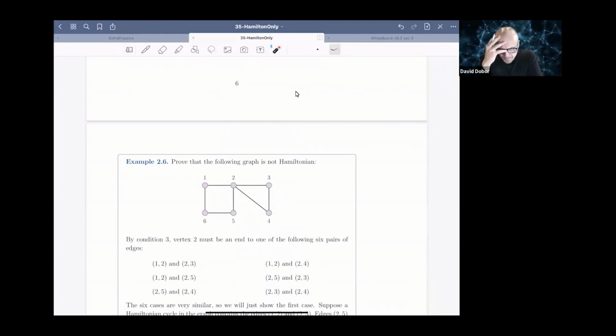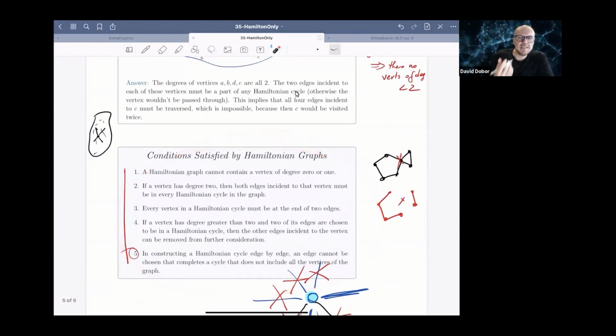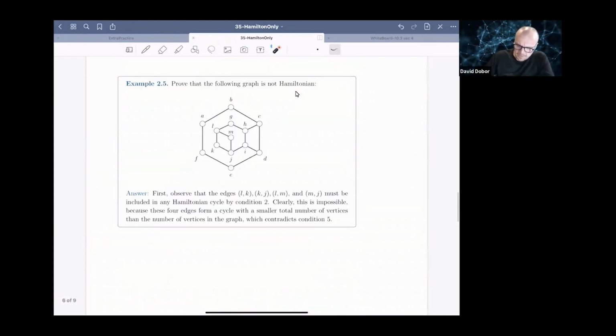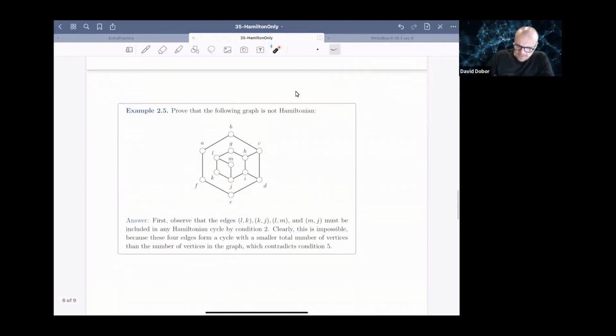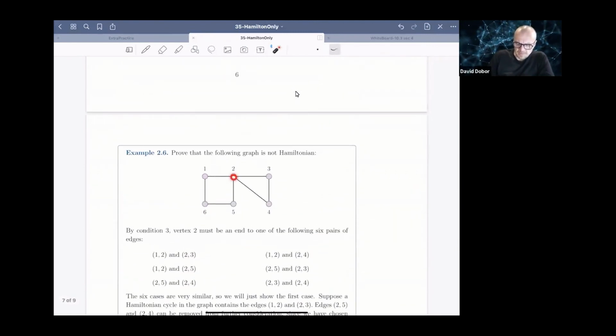All right, so here's a graph. This is not a Hamiltonian graph. Now I'm looking back at my list of criteria, the conditions that any Hamiltonian graph must satisfy. Okay, so these are the conditions. Let me flip back and forth. Let's just look at this example.